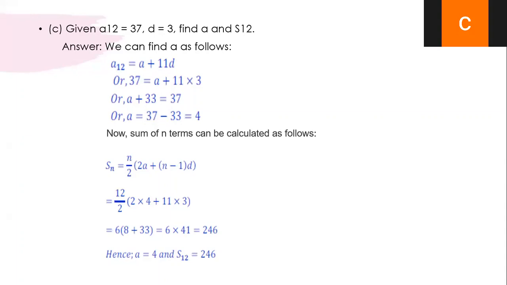What's the A value? Ma'am, A is 4. A value is 4. Very good. S12 is 246. Very good, children. Shall we move to the fourth one?